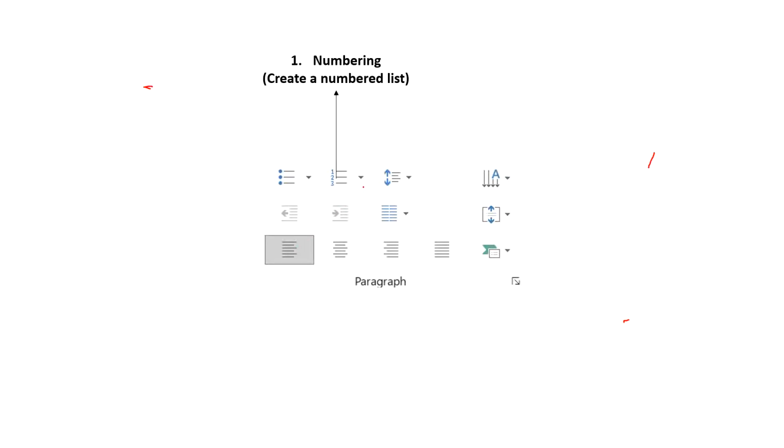Then this one is numbering. From here you can create a numbered list like 1 2 3 4 5. So the default one is this one, and then you get many options. Okay, then let us come to this one.